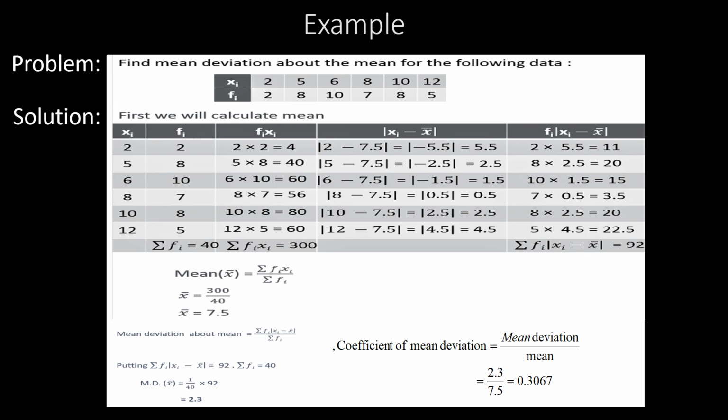Fi modulus of xi minus x bar. So after finding this, we have to find the total of that. Here we got it as 92. And now substitute in the formula.